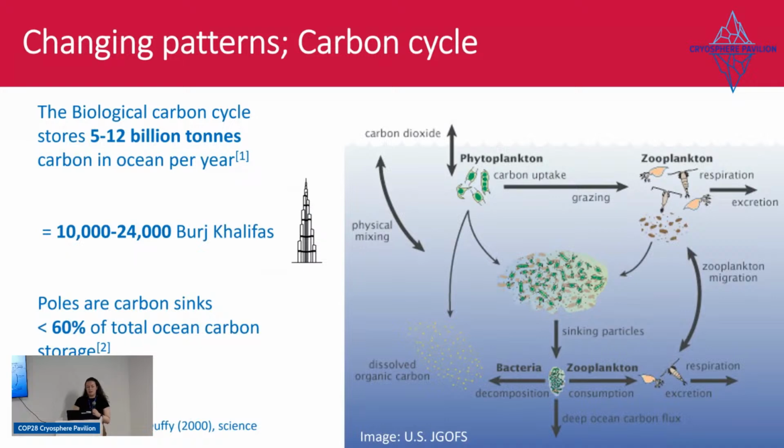And then we need to think about their role in the carbon cycle. So if you think about the carbon pump, remember that was 5 to 12 billion tons of carbon in the ocean per year. So that's 10,000 to 24,000 Burj Khalifas. And the poles themselves are responsible for a huge chunk of that biological carbon. And so if we're impacting the animals and their ability to go through the biological carbon pump, we're impacting how effective oceans are at storing carbon.